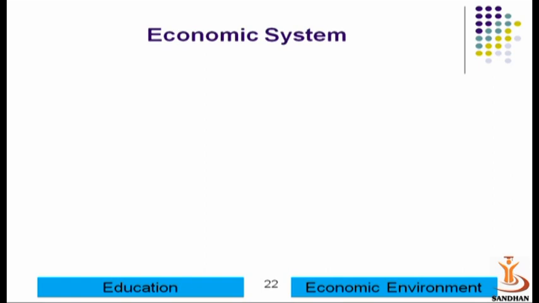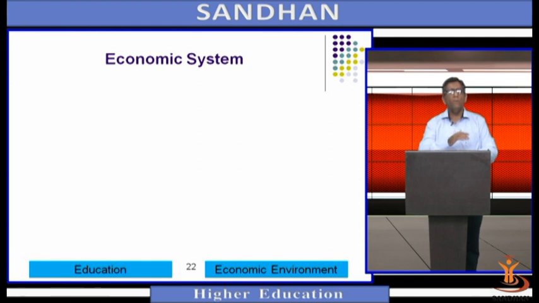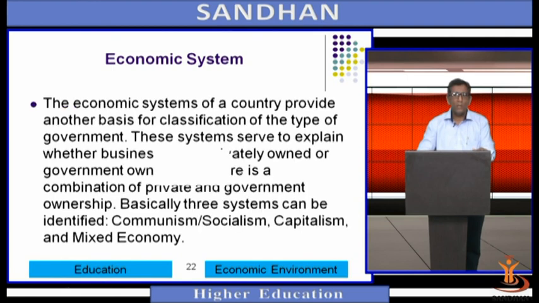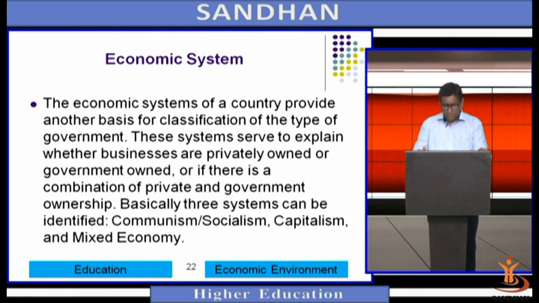Now we'll come to economic systems. As I have listed earlier in my session, there are some factors, but we'll be taking up a few of them. One factor which we are taking today is the economic system. What is an economic system? It provides another basis for the classification of the type of government. These systems determine whether the businesses are privately owned or government owned, or if there is a combination of private and government ownership. Basically there are three systems which we have studied.